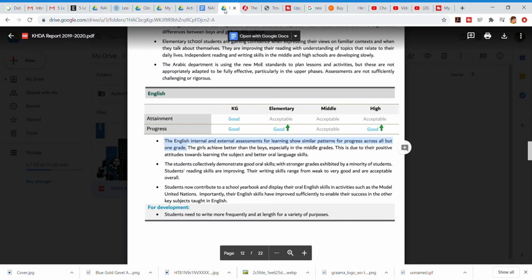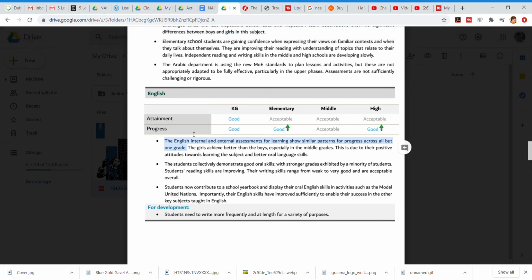That's one. Let's look here. It says the girls achieve better than boys, especially in middle grades. The word achieve. Is that word talking about attainment, or is it talking about progress? It's talking about attainment. So you can also see here, we know intrinsically that we have to work on our boys' attainment in English, meaning that we need to make sure that they're achieving at the 67 percentile and above.